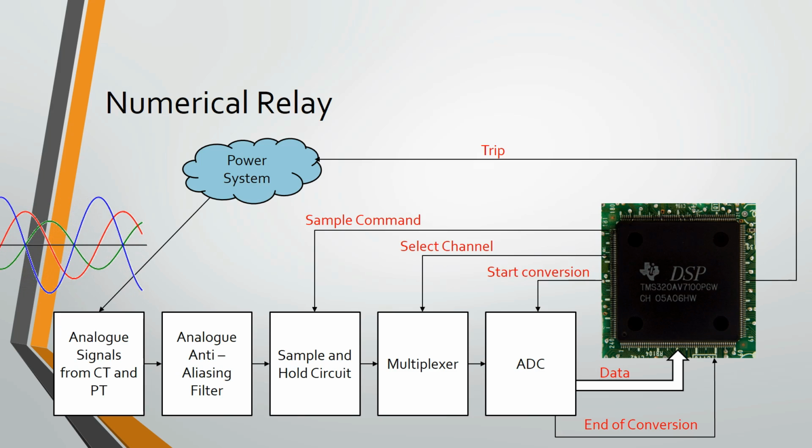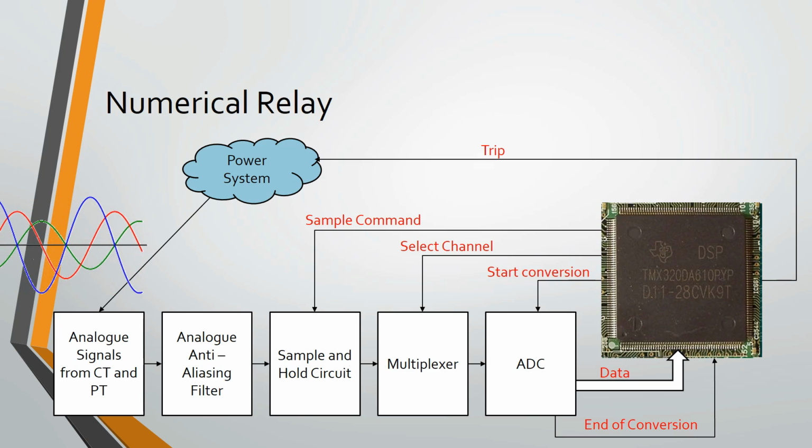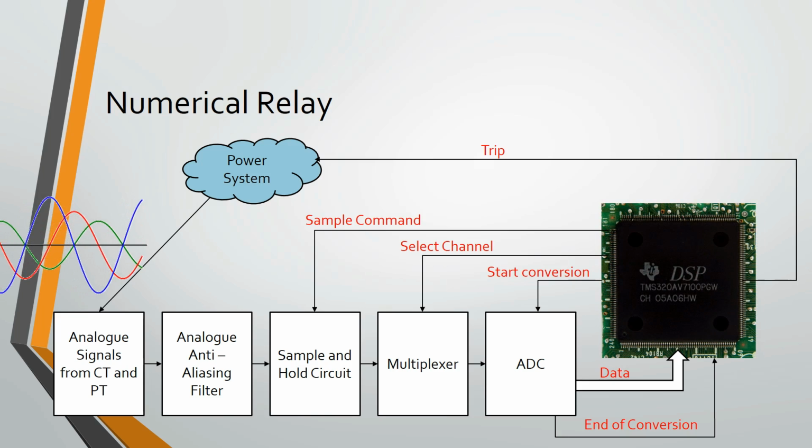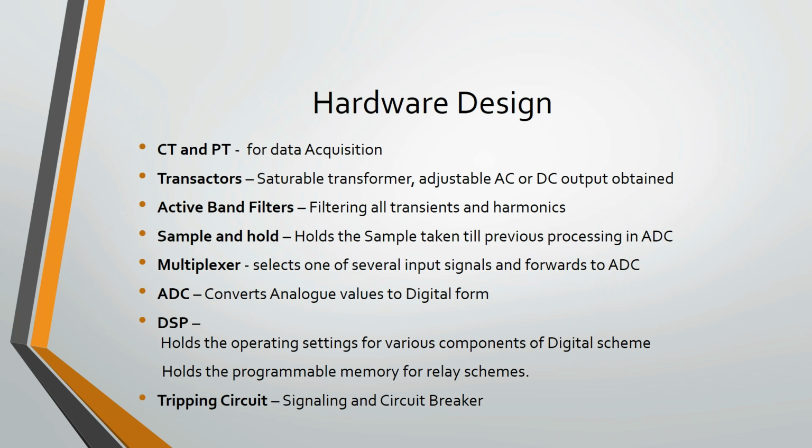The analog signals captured by CT and PT will be sent to anti-aliasing filters. Next came the sample and hold circuit, the multiplexer, and lastly the analog to digital converter that will be sending the digits to your microprocessor or DSP, that is digital signal processor chip. After going through the programming in the DSP, if there is a condition of tripping, the command will be sent to the power system circuit breakers.